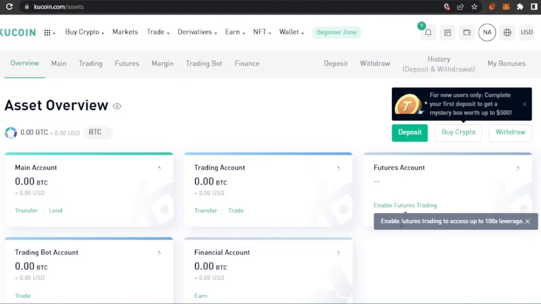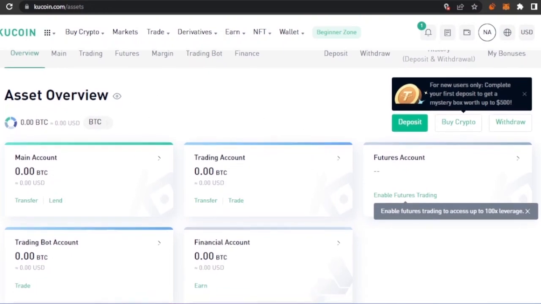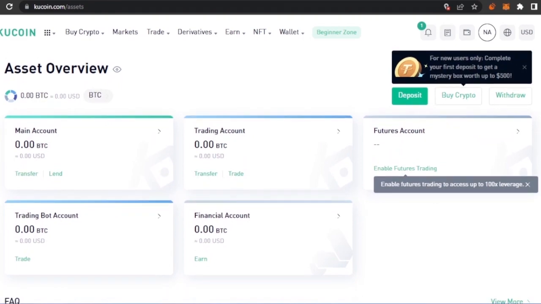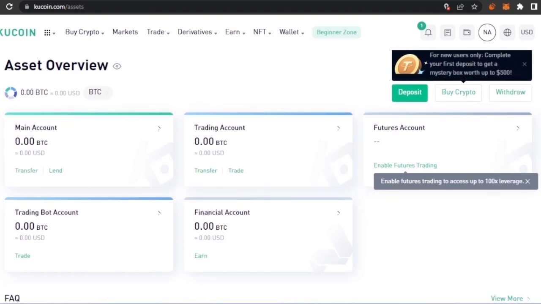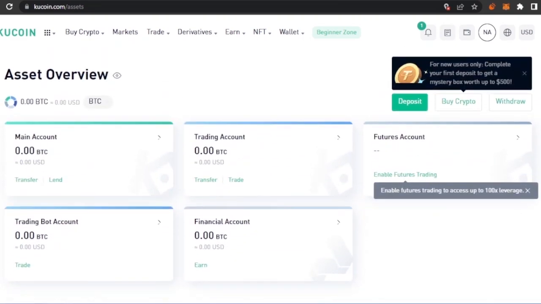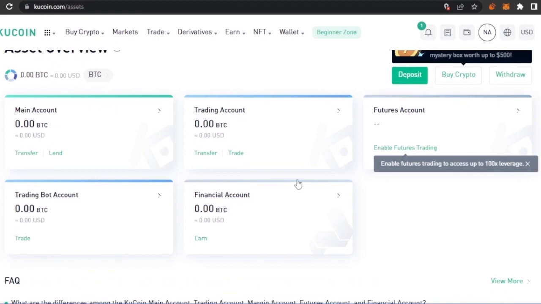So here you can see that this is my main dashboard after signing in, and this is the asset overview first of all. Here I'm going to see all of the assets that I have, in any kind of cryptocurrency, or any NFTs or any asset that my account holds. First of all, I have the main account, and obviously my balance is zero. Then I have a trading account, a trading bot account, a financial account, and a futures account as well. These are all the accounts that you can get on Kucoin.